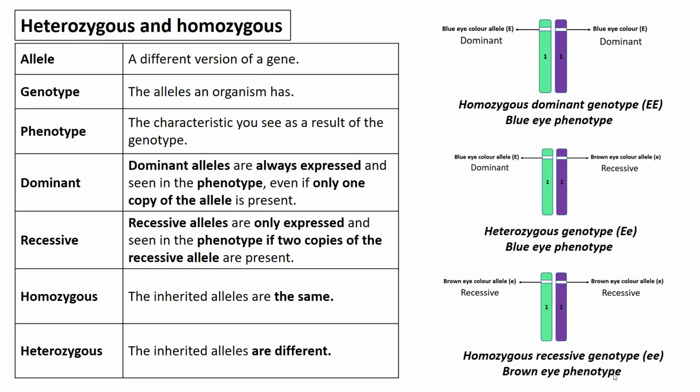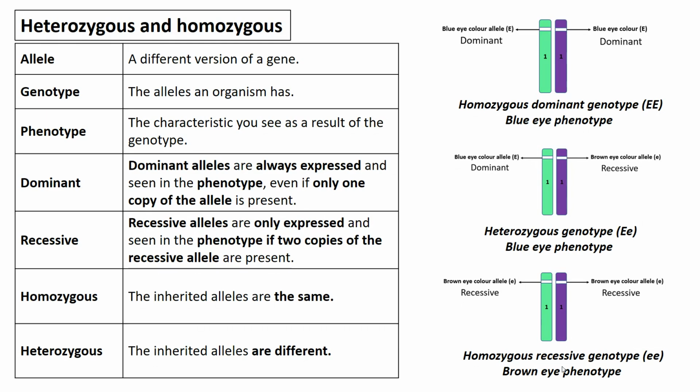Now, there are two other terms that we need to look at as well, which are called homozygous and heterozygous. So homozygous means that the inherited alleles are the same. Anytime you see homozygous, it could be homozygous dominant, as in this case here, or homozygous recessive in the bottom example. They would mean the same alleles have been inherited. Whether they're dominant or recessive, it doesn't matter. It just means the same alleles.